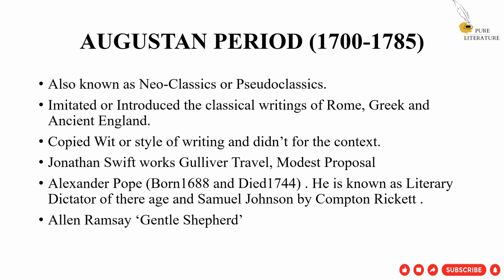The Augustan phase is also called neoclassics or pseudo-classics. They started to imitate or introduce the classical writings of Rome, Greece, and ancient England. During this, writers copied the style of writing that is known as wit, but they didn't go for the content or the context of the writing. Then there were some writers who started questioning why we are talking about obscenity or vulgar things, and one of them is Jeremy Collier.